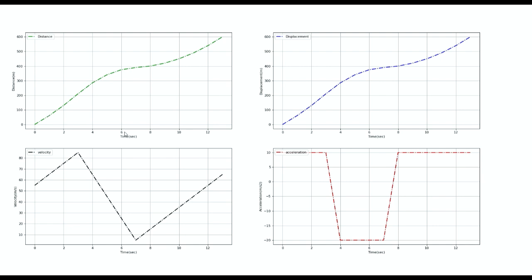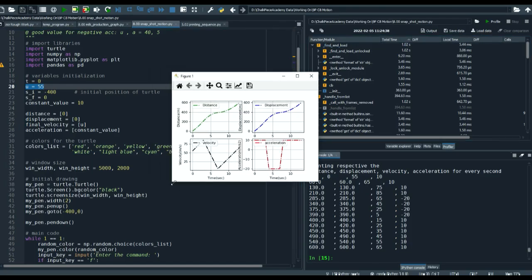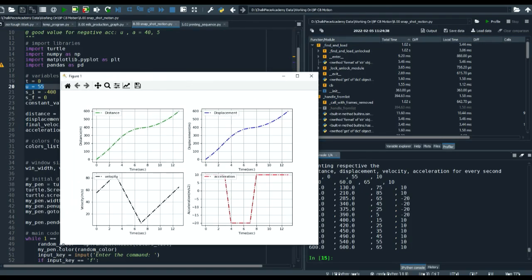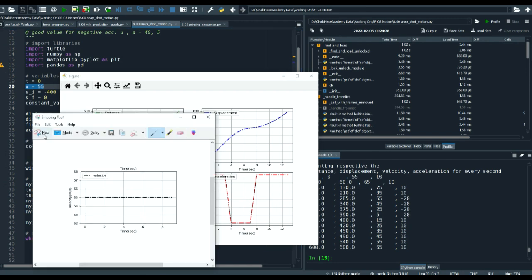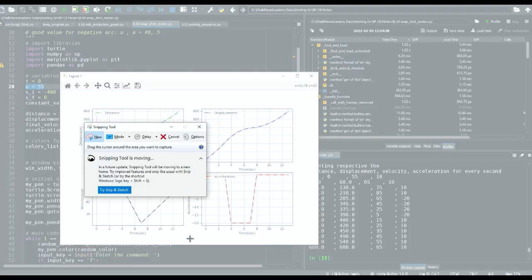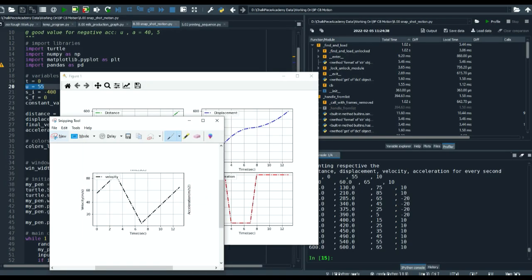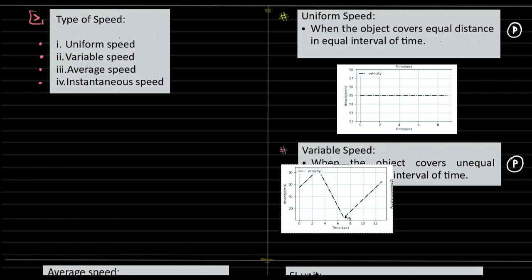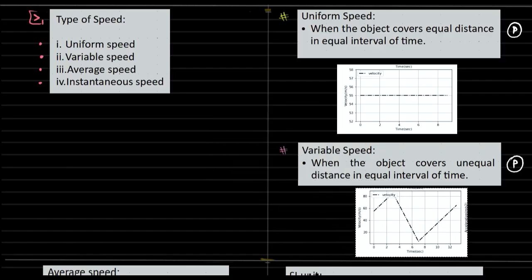And you can see the distance time graph. It is not equal, unequal distance in every 2 seconds. And velocity time graph, you can clearly see a weird up and down motion. Okay, so this is an example of varying speed.